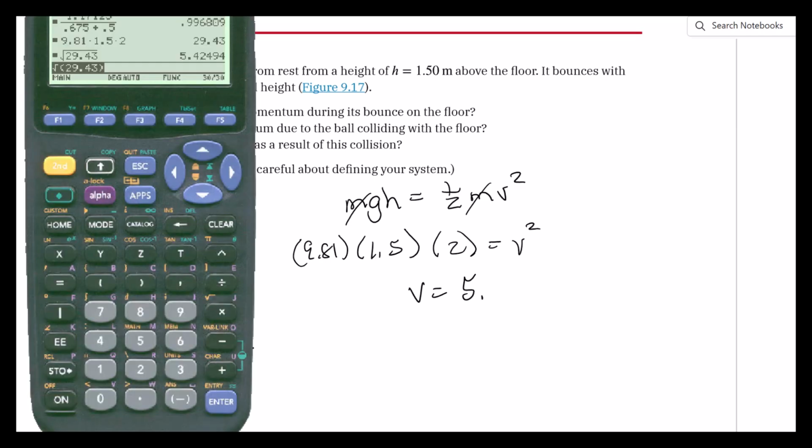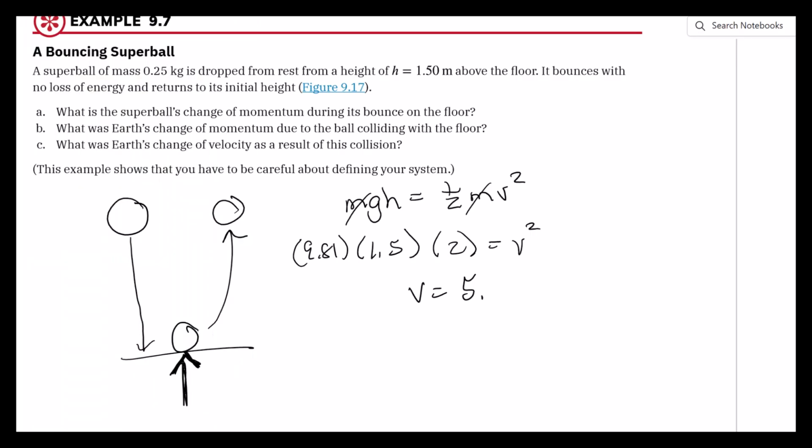Did I say that right? Yeah, 5.424. Okay, so I know that whenever it hits the floor, let's just draw the picture.